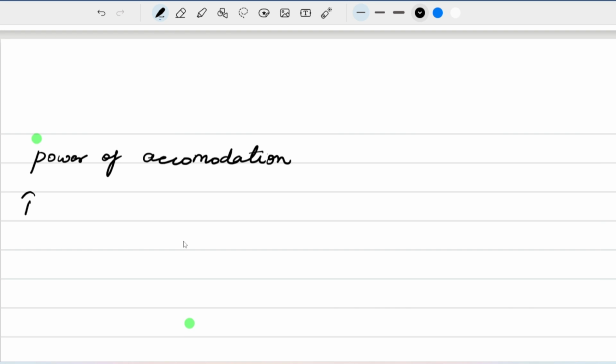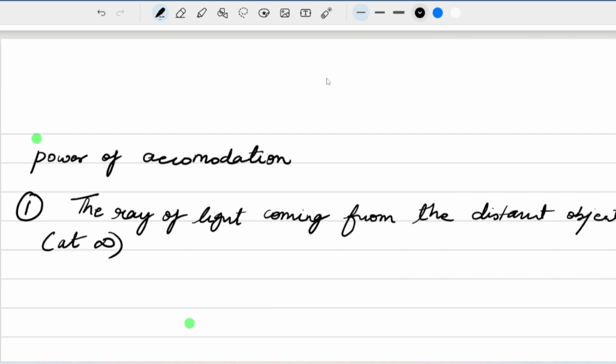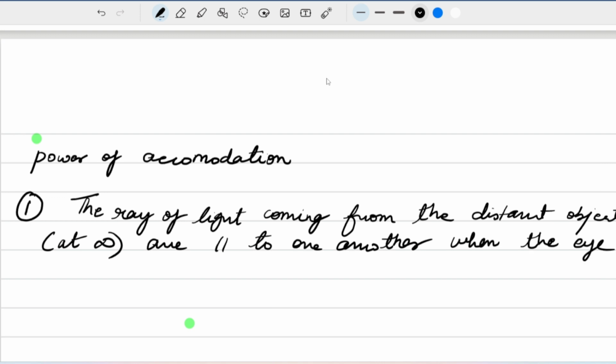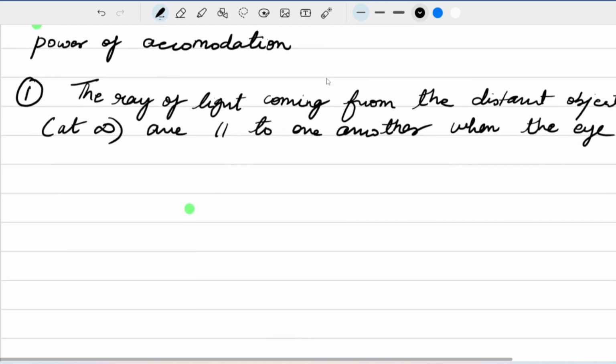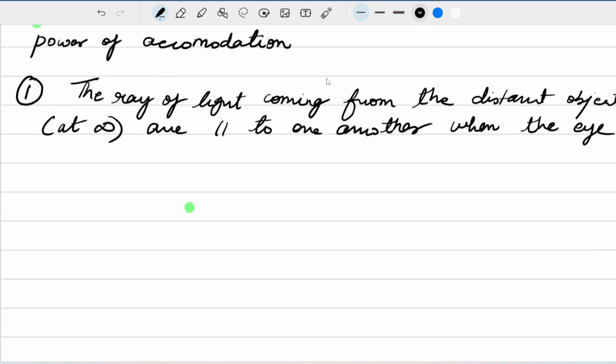If the light is coming from a far away point, what will be the nature of the light? Very good. Write down: the rays of light coming from a distant object, that is at infinity, are parallel to one another when they reach the eye. Now, if parallel rays are coming, we need a converging lens so that the image can be formed on the retina, right? So in that case, should our focal length increase or decrease?